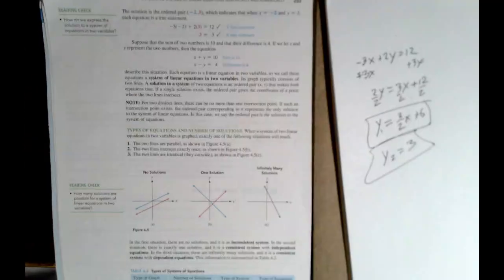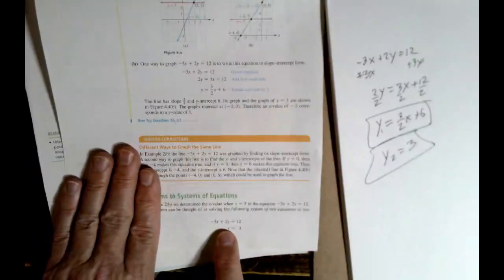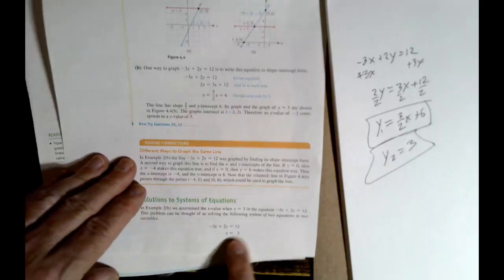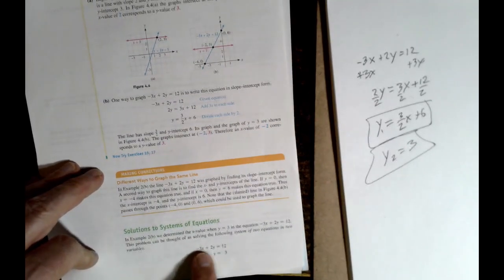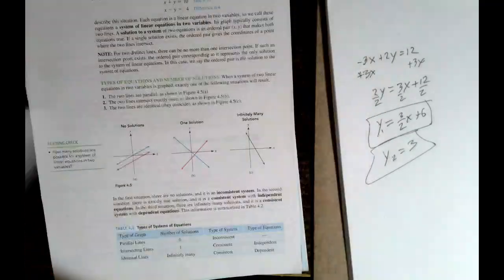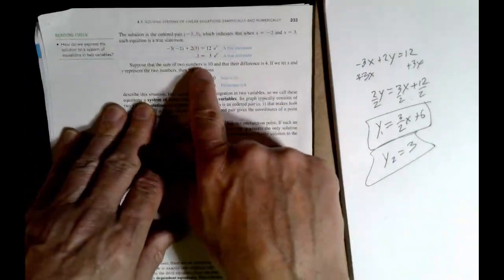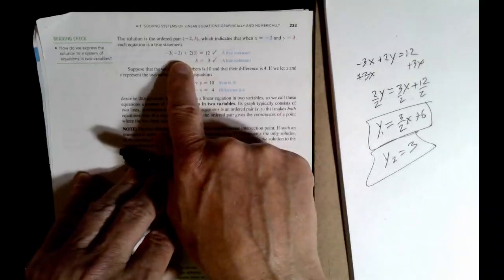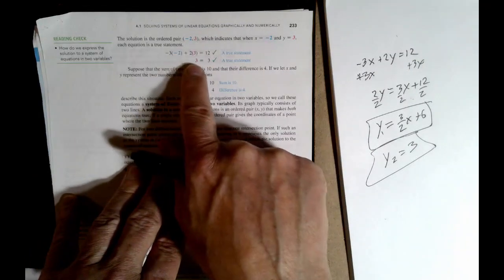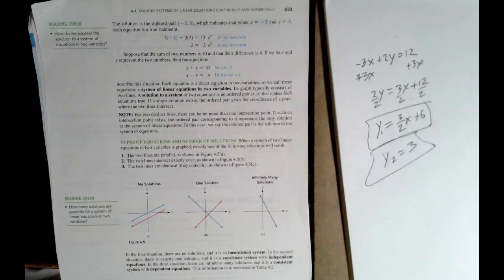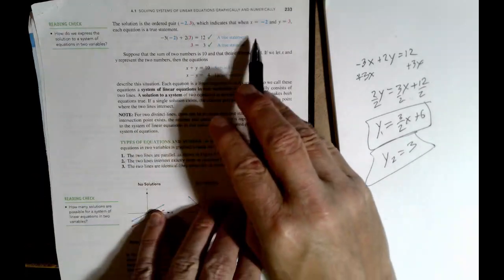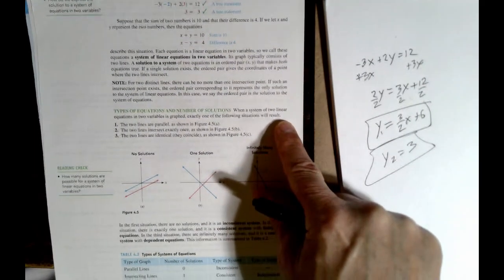Now, if they give you a system of equations here, minus 3x plus 2y equals 12 and y equals 3, you can just plug in 3 into here and figure out what x needs to be. If you plug 3 in there and you plug minus 2 in there for x, you get 3 equals 3, that's true. And we also know 3 equals 3 as well. Okay, so we know that -2, 3 is a true solution to this equation.